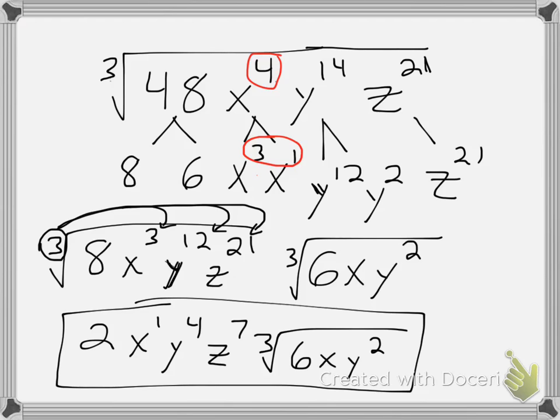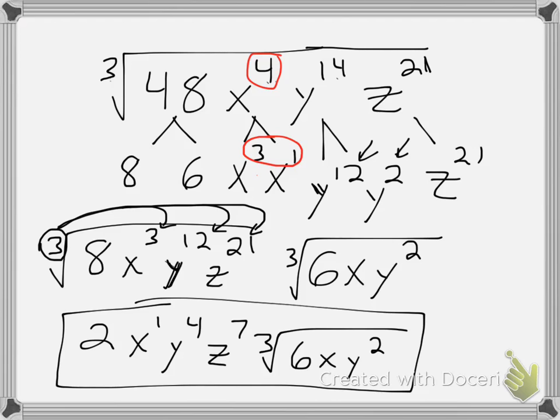So with problems like these, I recommend if you can't take the cube root evenly, or our index cannot divide into the powers evenly, we split them into 2 parts. With 48, we need a perfect cube that can divide into 48, that's 8. With our variables, we say how many times can 3, for example, divide into 14 evenly. It goes into it 4 times. 4 times 3 is 12, so I put 12 and 2 down here, that's my split.